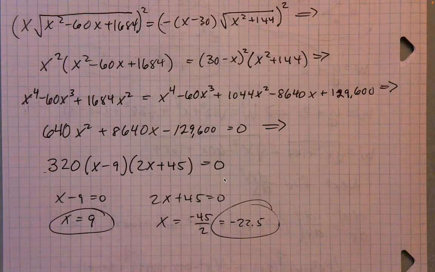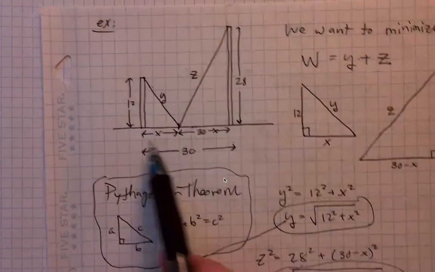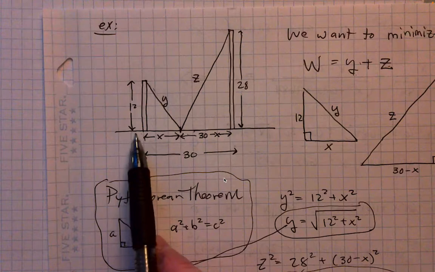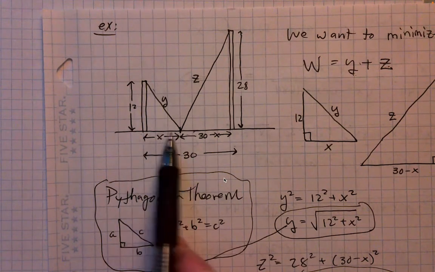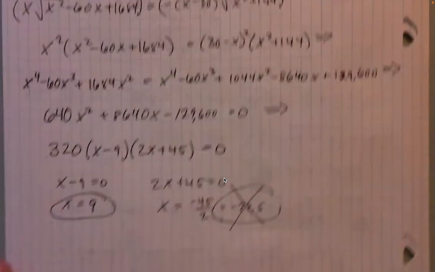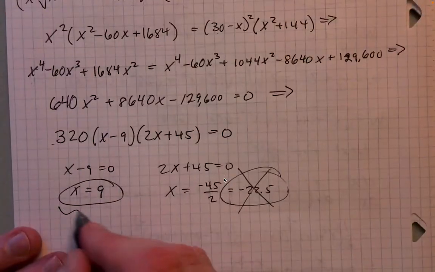So the negative here, right? Remember what x is. x is the distance between the pole and the first stake. So you've got the pole here, the stake here. x is a positive distance, right? So this doesn't make sense. So we're going to roll with this.